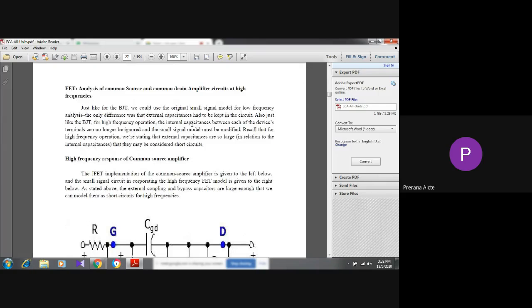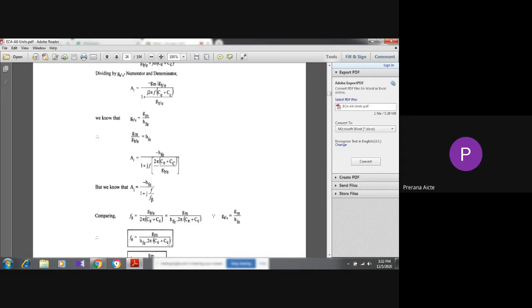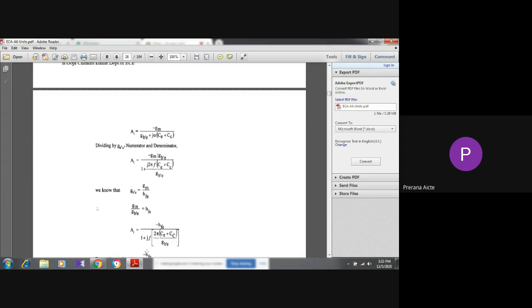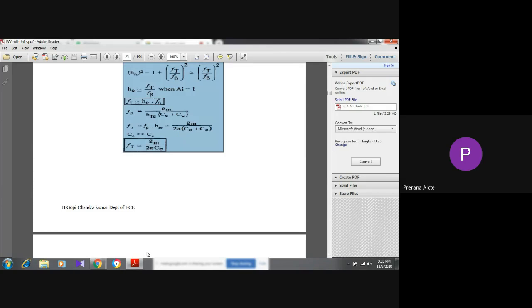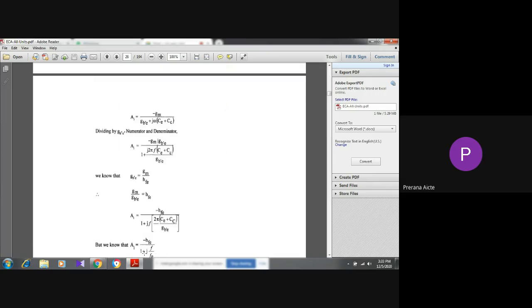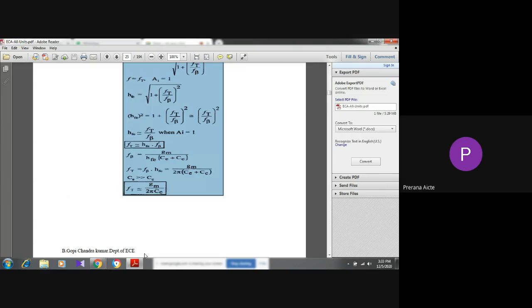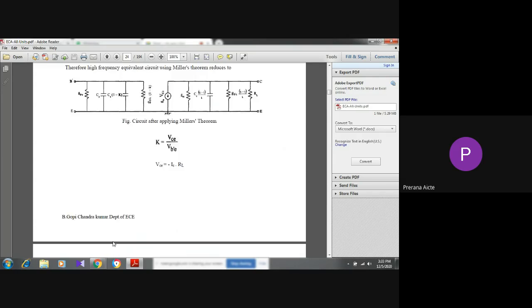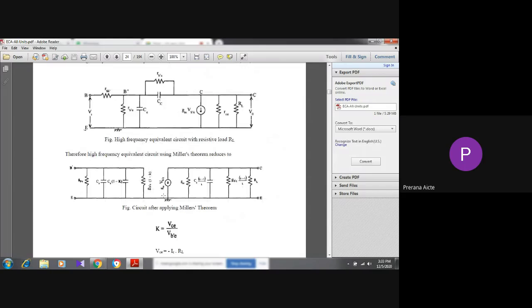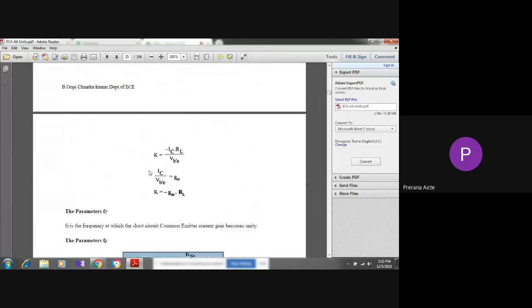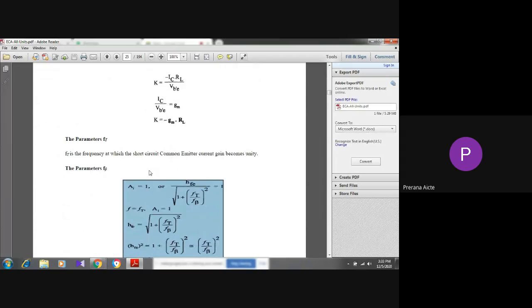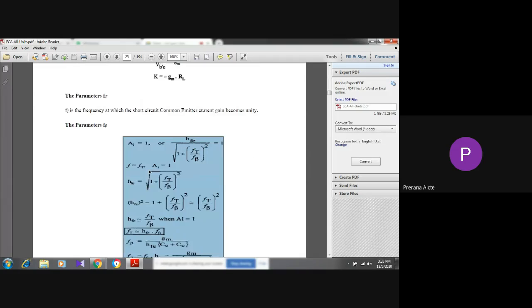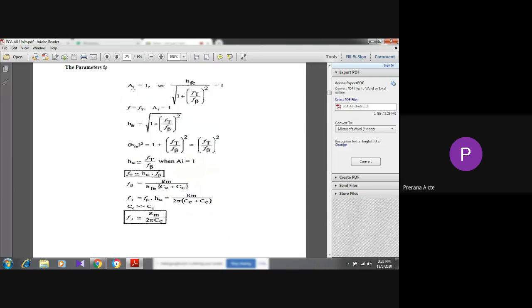Next, FET amplifiers. So up to now, what we have discussed? The common emitter amplifier at high frequencies. In this, we have seen different formulas, different frequency parameters, hybrid pi conductances, hybrid pi capacitances, short circuit current gain, and current gain derivation using Miller's theorem.